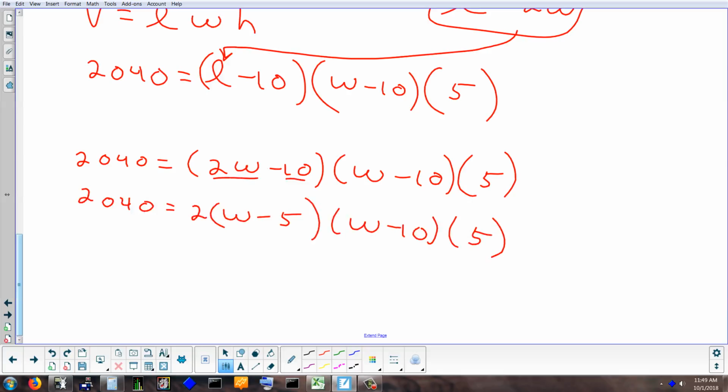And now I've got some like terms. 2 times W minus 5 times W minus 10 times 5. What's 2 times 5? 10. So I have 2040 equals 10 times W minus 5 times W minus 10. But now I can divide each side by 10. That goes away. That goes away. And it makes my numbers a little smaller. If you don't want to, you don't have to do that, but I'd rather deal with a number in the hundreds than in the thousands.